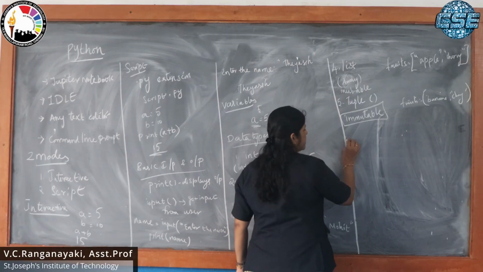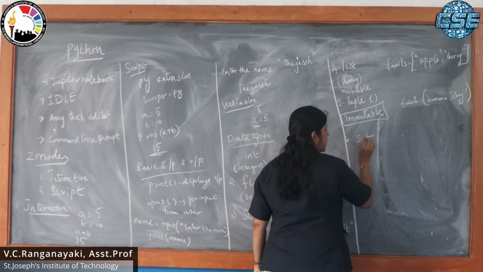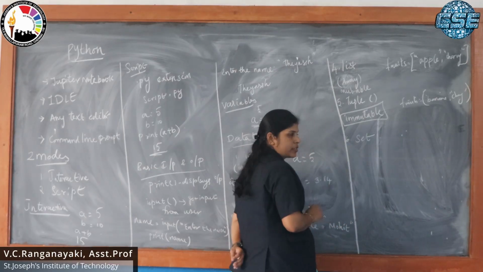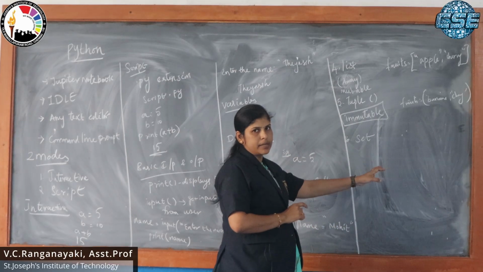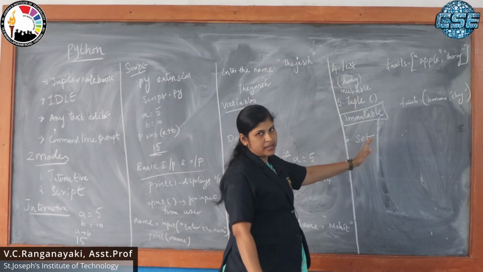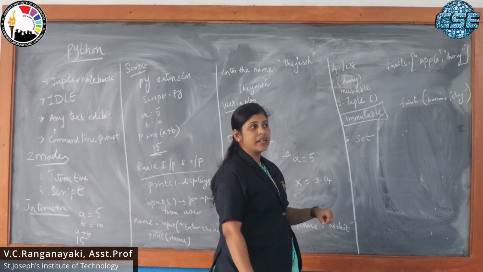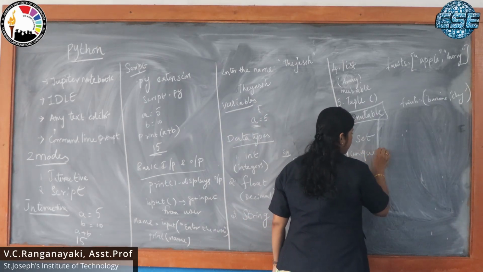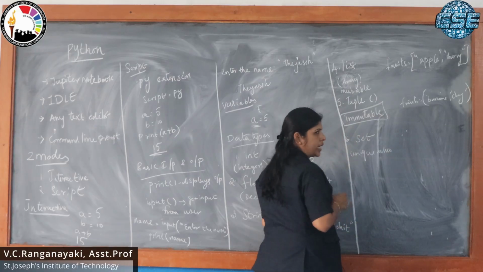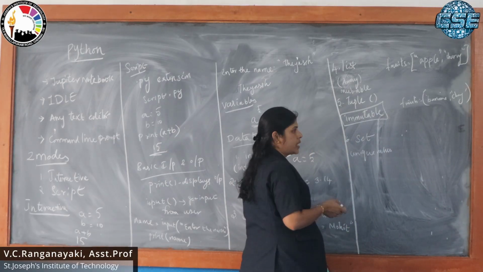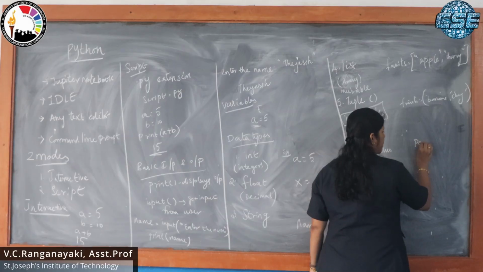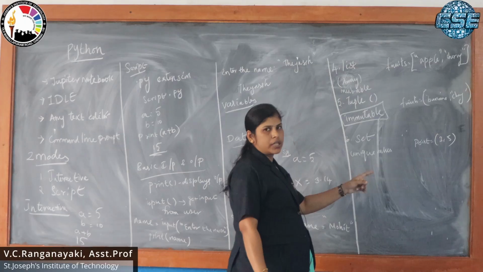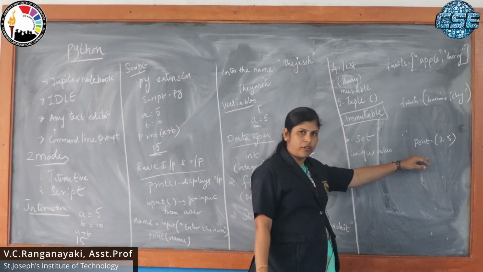Next data type is set. Set is an unordered collection of items. Okay, we are collecting items in order in list and tuple, but set is an unordered collection of items, with unique values. For example, we are plotting some points, points of intersection, right? So in that case, point equal to 3, 5, I am drawing a line. This point will not change, right? For that particular diagram, we are using this point only, right?